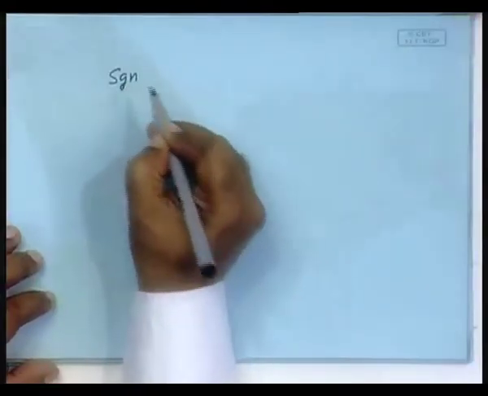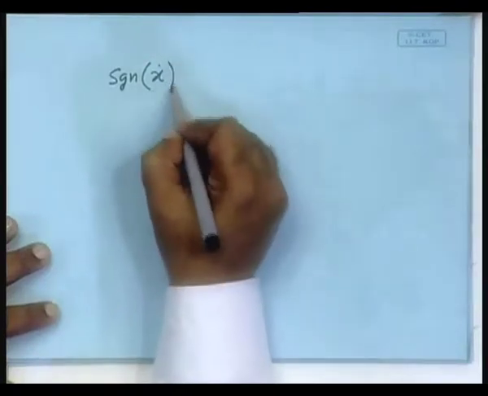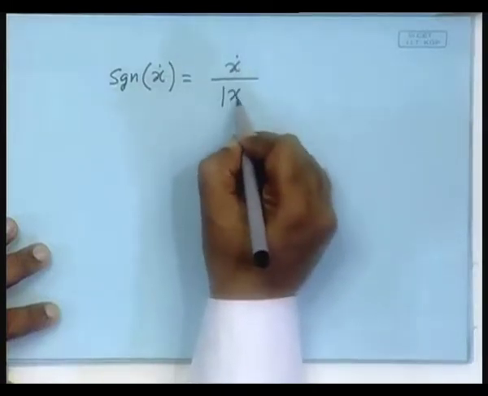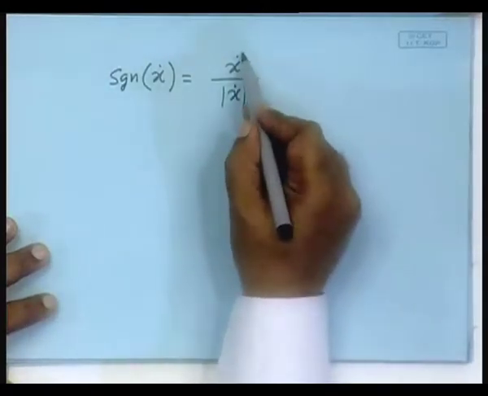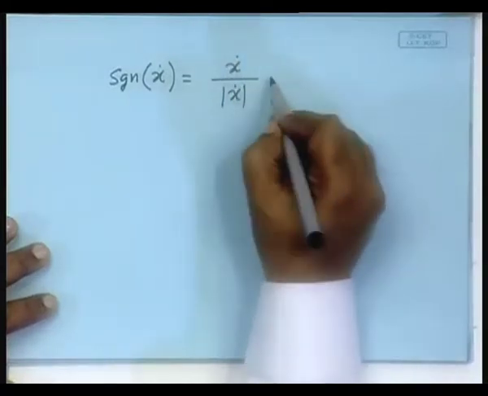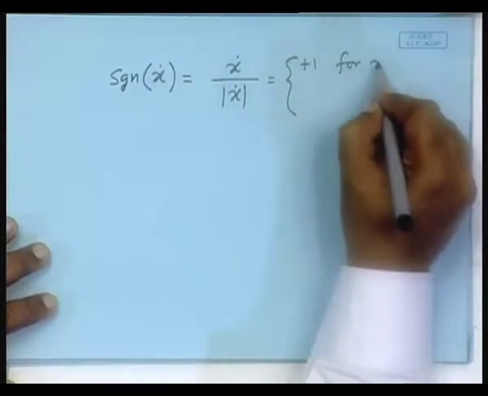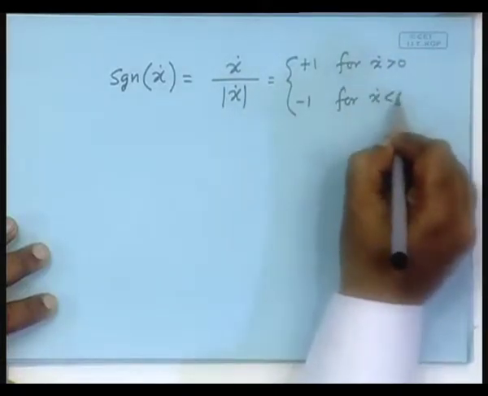So, we can write SGN, the signum function of x dot, I have to write in terms of x dot, is x dot divided by the magnitude of x dot. So, the magnitude cancels off, it is only the sign that remains. That will obviously be plus 1 for x dot greater than 0 and minus 1 for x dot less than 0.